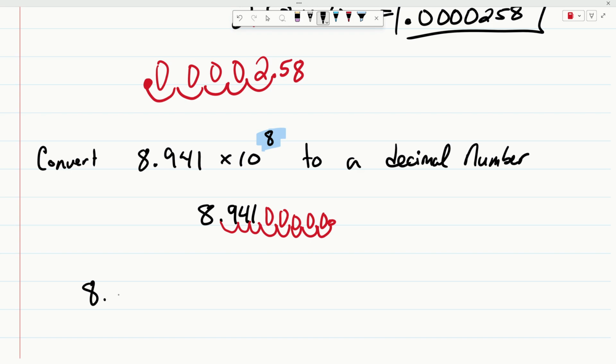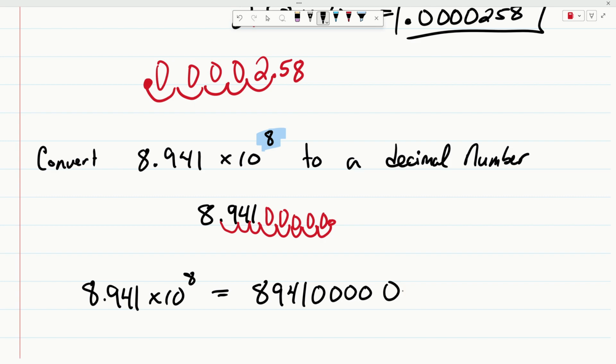So 8.941 times 10 to the 8th is equal to 8941 with 5 zeros. 1, 2, 3, 4, 5. So it looks like it's 89 million. Oh, sorry, can't read. 894,100,000.